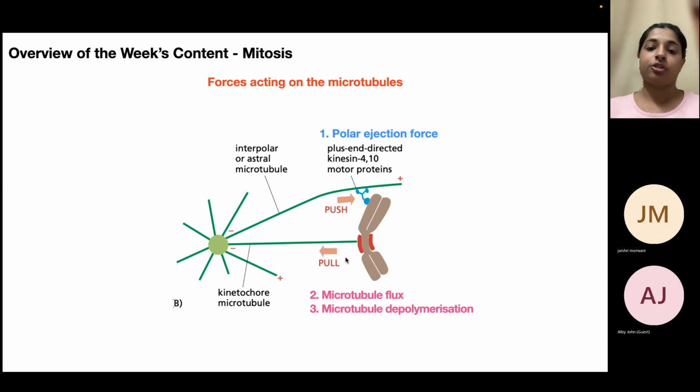So far we have discussed three forces. One is the polar ejection force, a push force that pushes the chromosomes away from the spindle pole, and there are two pull forces that move the chromosome towards the pole. According to the stage of mitosis, these are regulated such that they are either equal at both ends, because of which the chromosomes orient to the center of the cell, or there is a greater pull force, because of which they are pulled to the spindle poles.